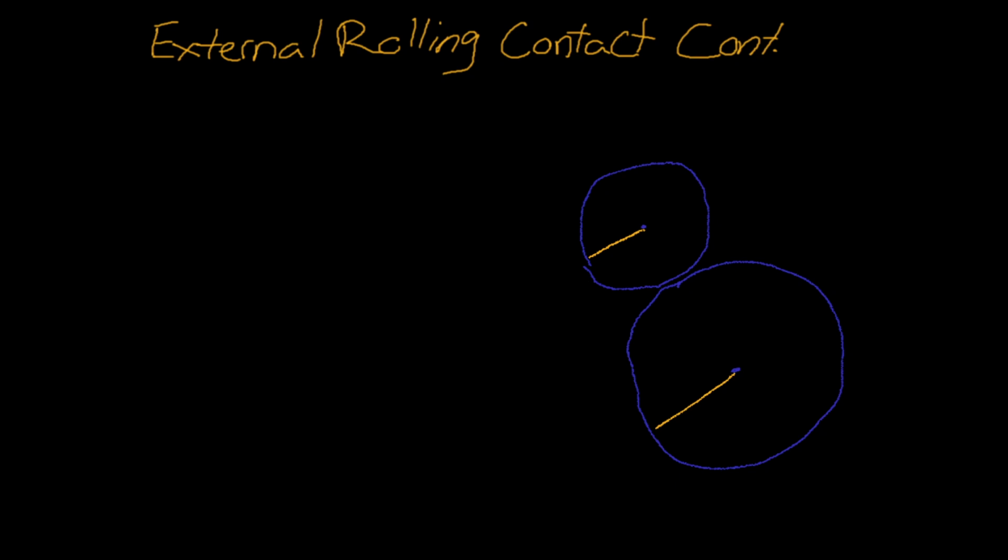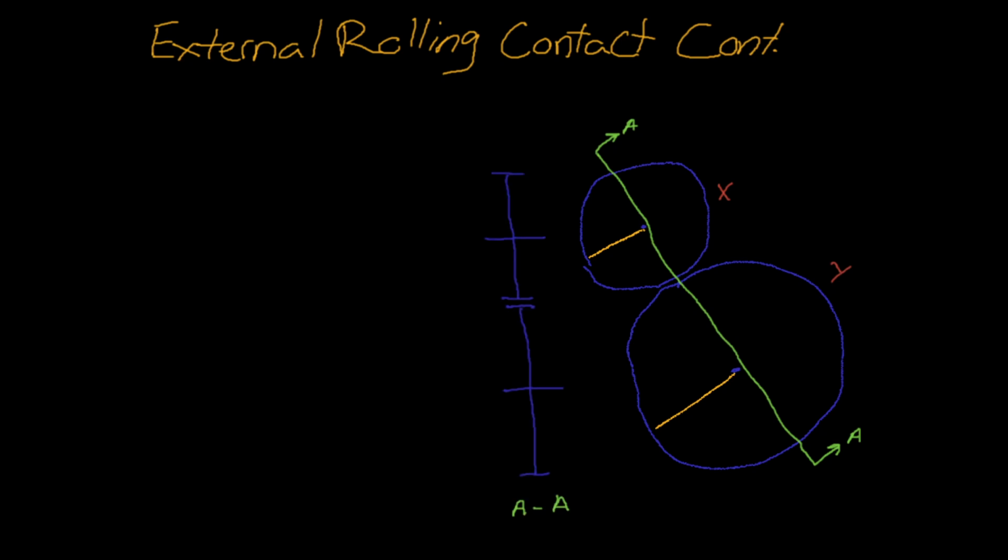But before we start with equations, we're going to define a new way of depicting gears and how they mesh with each other in gear systems. So imagine that we have a cross section like this. From our last example we had gear X and gear Y. That would look like this right here. This would be gear X and this would be gear Y.